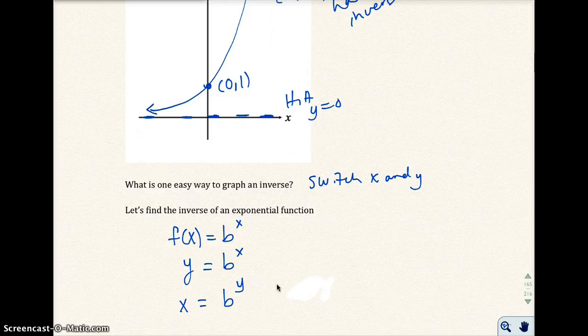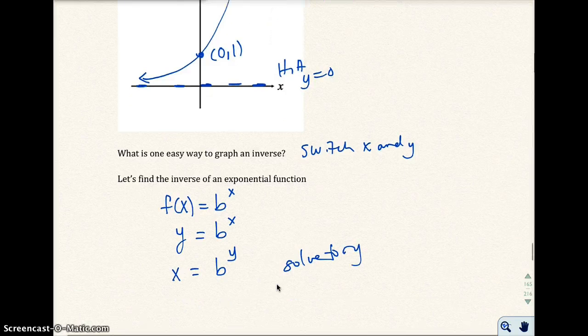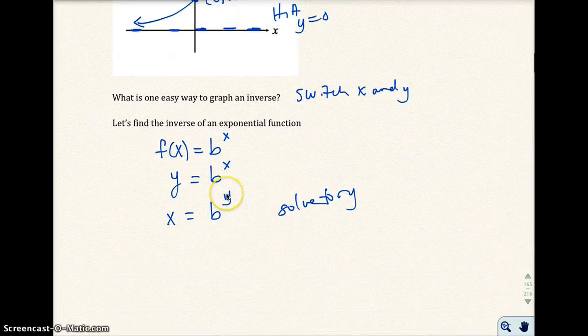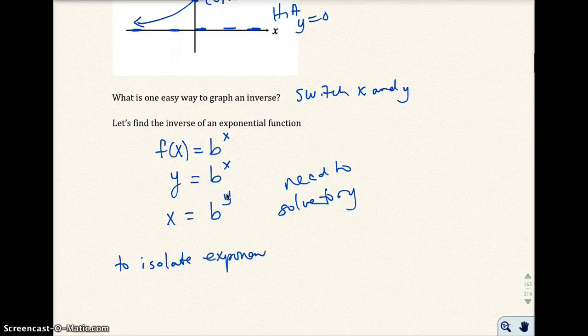The problem here is I want to solve for y. It's not as easy as what we did before. How do I solve for y here? Well, there's no way to undo that exponent there. So we need to know how to do that. Well, we have something called logarithmic notation. So to isolate the exponent y, we use logarithmic notation.